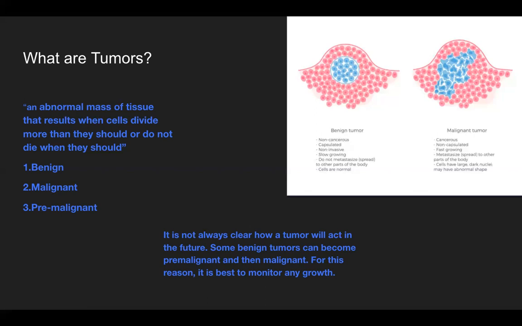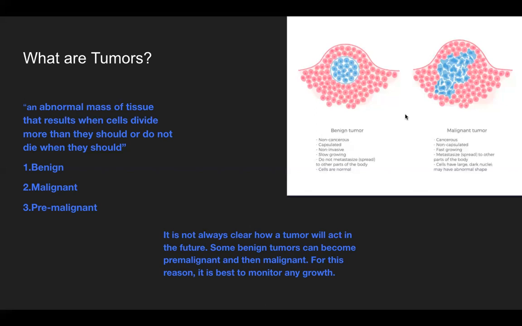It's not always clear how a tumor will react in the future. Some benign tumors can become premalignant, then malignant, or cancerous. And for that reason, it's best to monitor any growth. And over here, the picture will tell you more about benign and malignant.